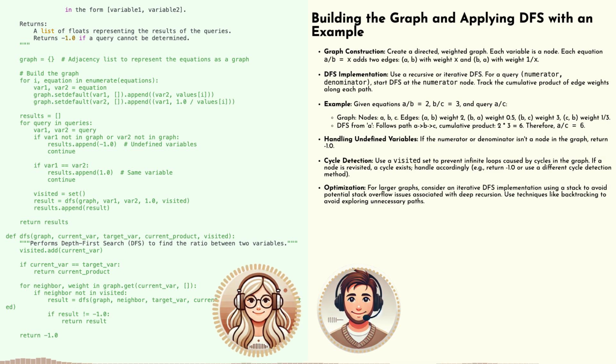Exactly. We do the same for the other equations. BC = 3 gives us roads between B and C with distances 3 and 1/3. And CD = 4 connects C and D with distances 4 and 1/4. Okay, picture coming together nicely. 4 cities, 6 roads, all with their distances marked. Our equation roadmap is ready.